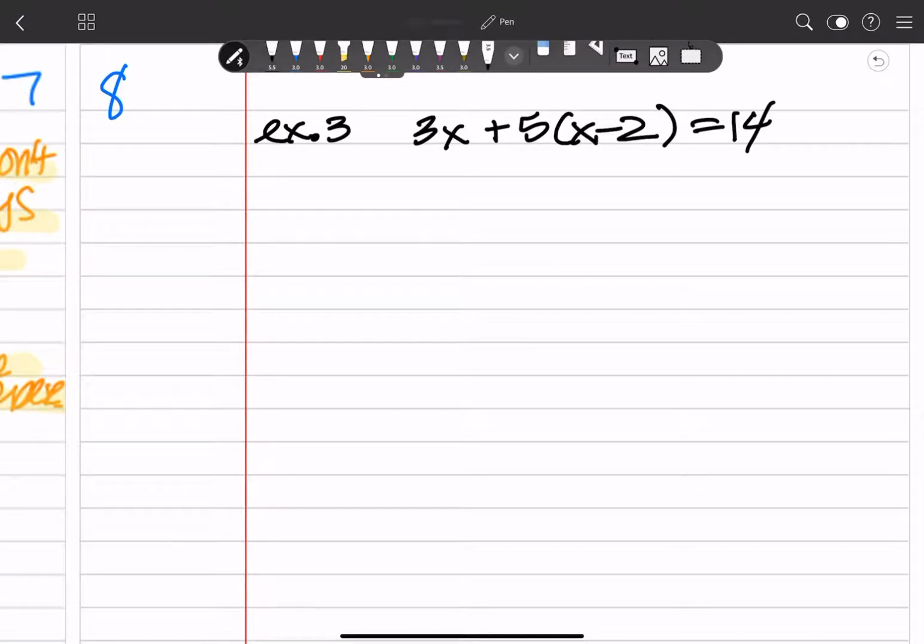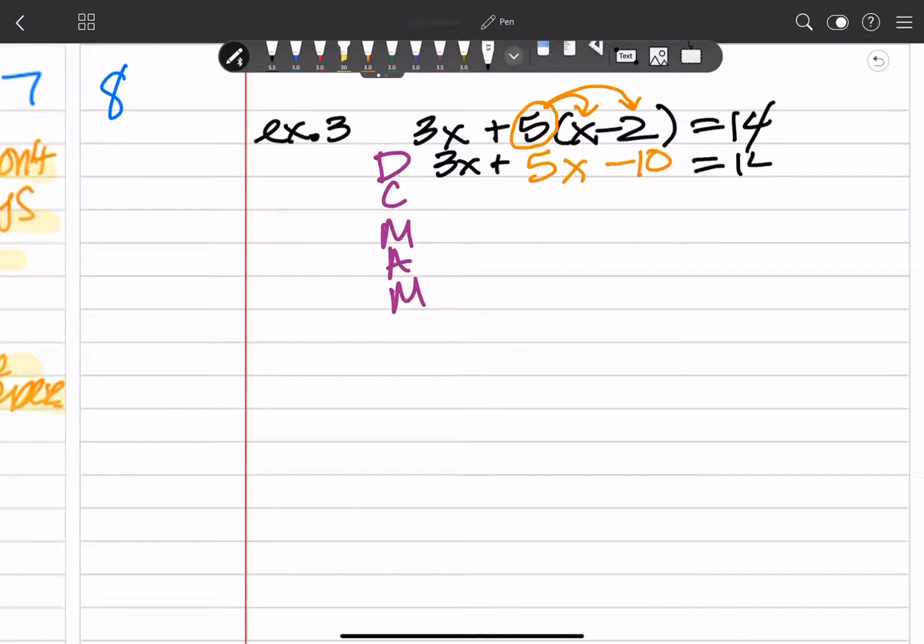So same thing. Don't call me after midnight. So first thing it says is you need to distribute. In this case, we're going to be distributing this 5 right here to the x, which is going to get us 5 times x, 5x, and then 5 times negative 2, which is going to get you a negative 10. We didn't touch anything else because that didn't have any distribution with it, so we bring everything on down. It just drops down.